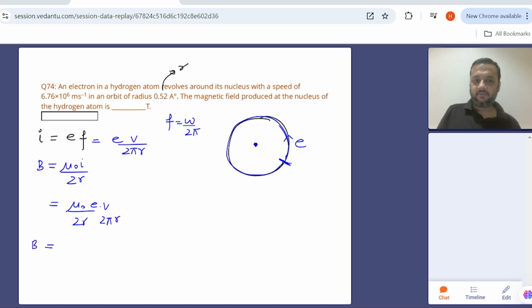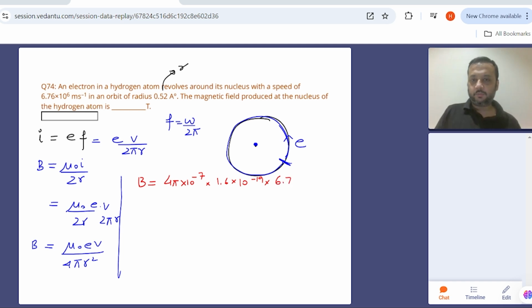Hence our expression for the magnetic field becomes mu naught into e into v upon 2 into 4 pi r square. Now we just have to put the values. Mu naught is 4 pi into 10 to the power minus 7. Electron charge is 1.6 into 10 to the power minus 19. Speed is 6.76 into 10 to the power 6. Divide by 4 pi into 0.52 into 0.52, and angstrom square will become 10 to the power minus 20.